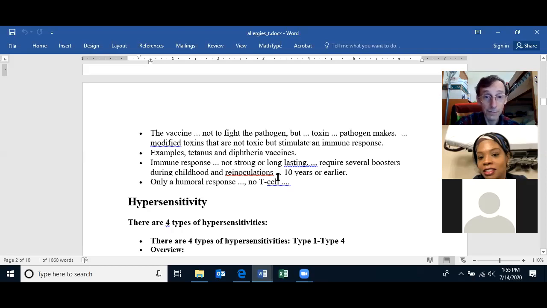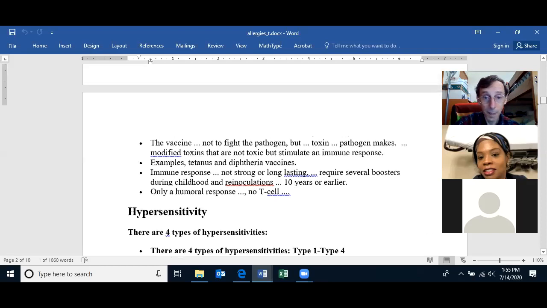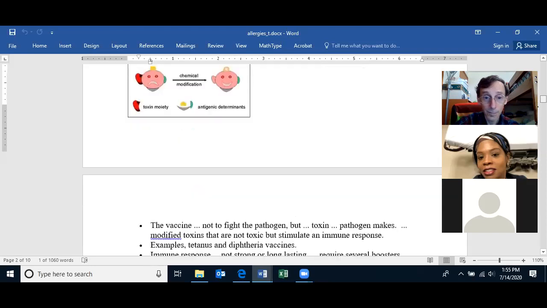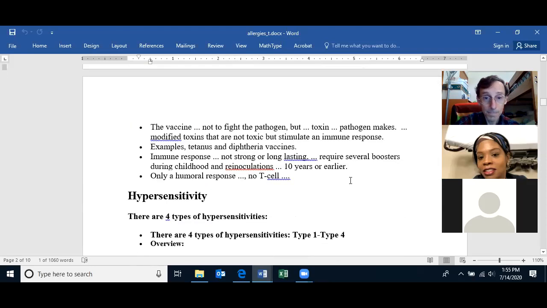Examples of toxoid vaccines include the tetanus vaccine that is made against the toxoid of tetanus, and the diphtheria vaccine, which is made against the diphtheria toxin. Any questions about any of that?